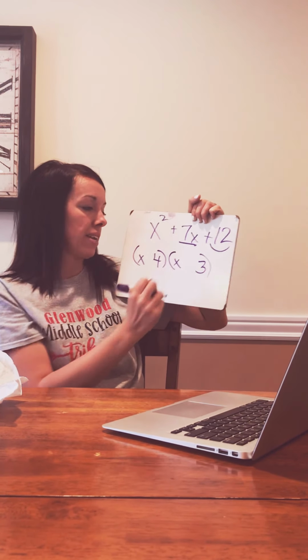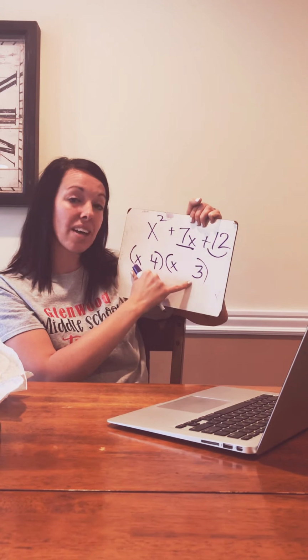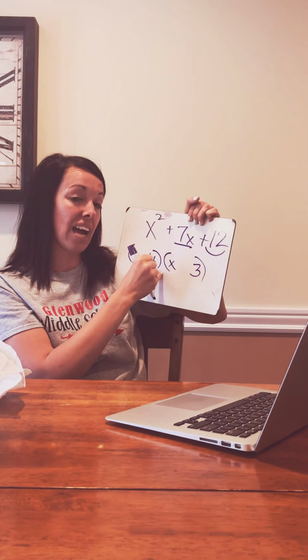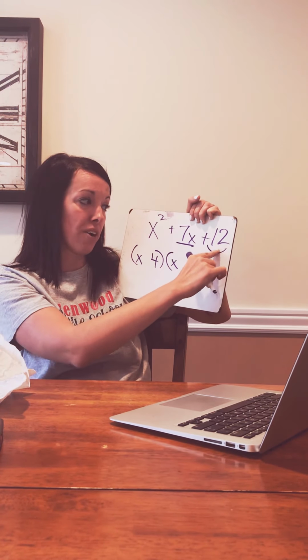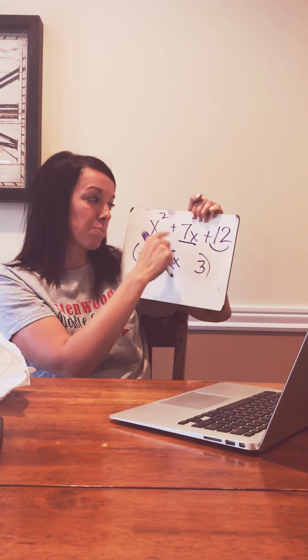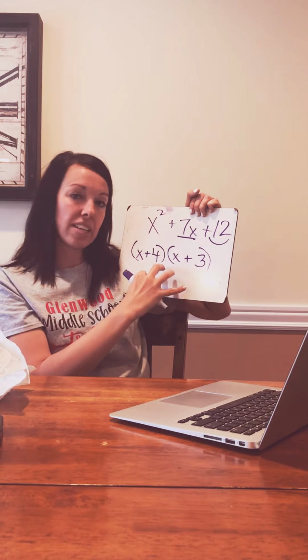4 and 3. If I did first, I would get x squared. If I did outside, I would have 3x, inside 4x, so it would add up to 7x, and if I multiply them, I get 12. And since that's positive 12 and that's positive 7, these are both going to be positive. So I factored it out.